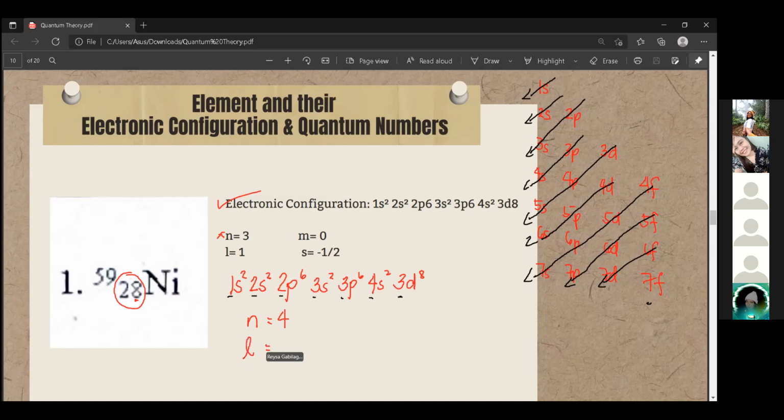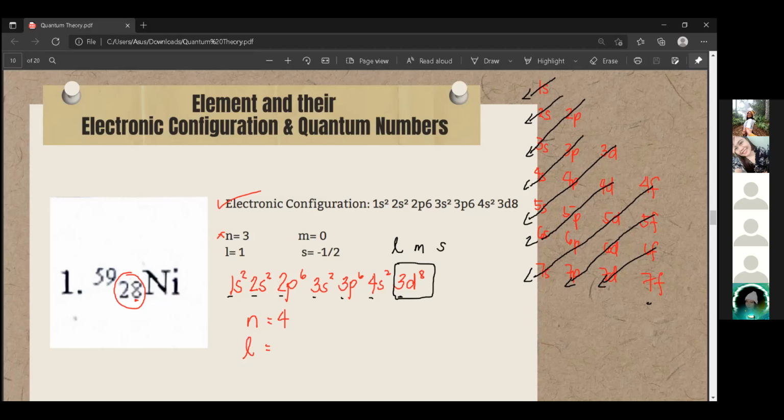Now for the azimuthal, the magnetic, and the spin, ang ating titingnan lang is the last configuration. Again, this is for the azimuthal, the magnetic, and the spin. Si principal quantum number lang ang hindi tumitingin sa last configuration. So for the last configuration, it's 3d8.